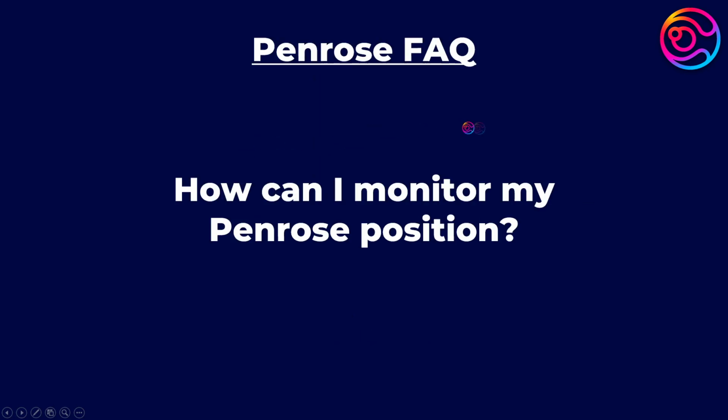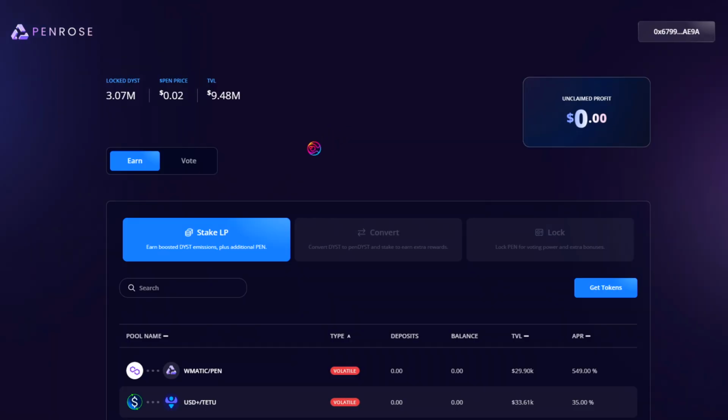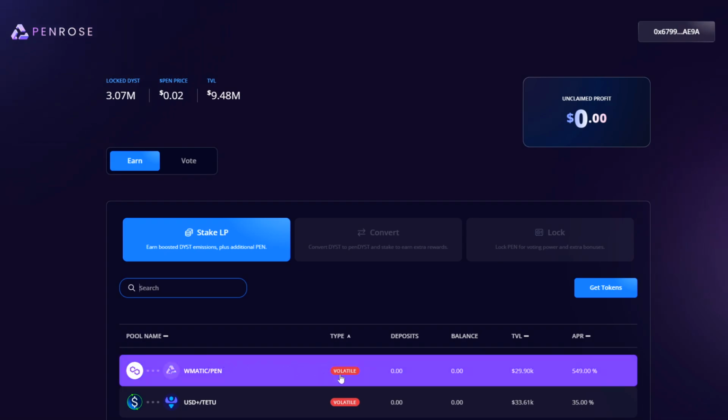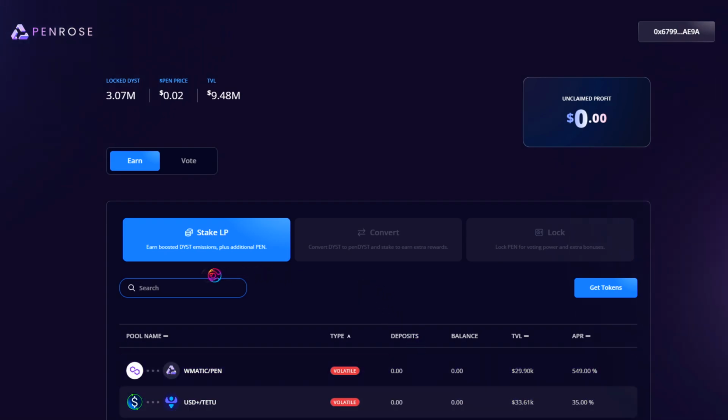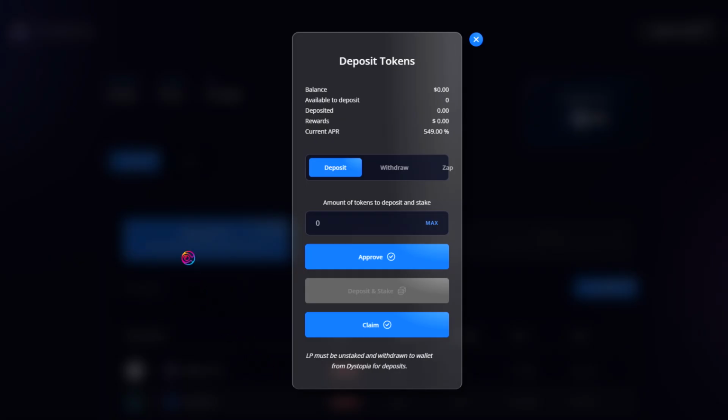How can I monitor my Penrose position? Currently, the easiest way to monitor your Penrose position is under the Stake LP tab. You can search for the pool you deposited into, and your staked LP will display in the deposits column. Any unstaked LP will show in your wallet balance. When you click on the pool vault, you will also see a breakdown of how much you have deposited, the current APR, and your current claimable rewards.